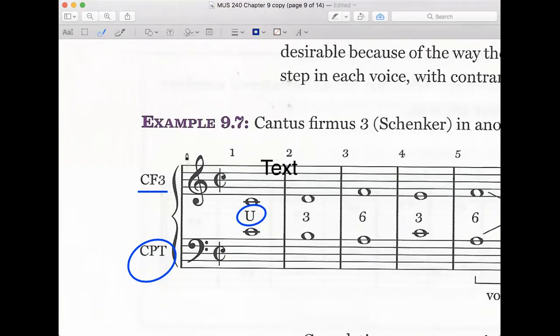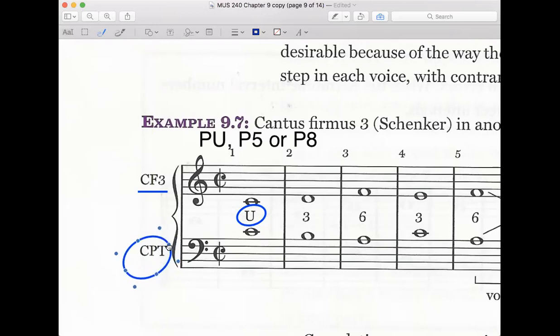Well, you do have to start with a perfect consonant. So it's either unison, perfect fifth, or perfect octave. But there's an interesting but here. When you have the counterpoint below, this is an important point, so listen carefully to this one. When the counterpoint is below the cantus firmus, you can't use a perfect fifth.